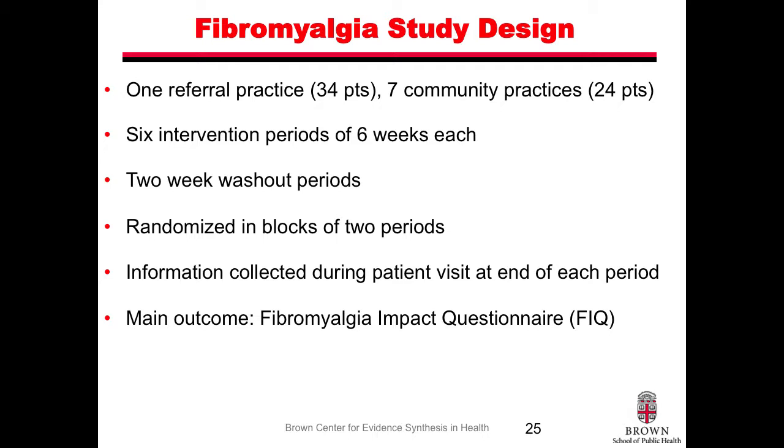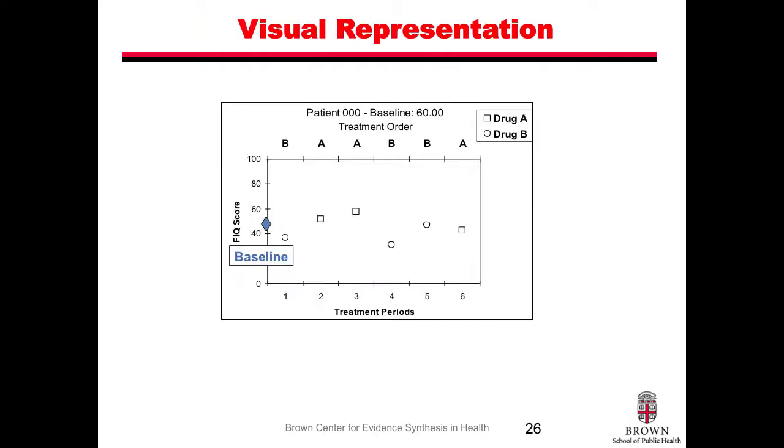What we designed here was 6 intervention periods. So there were 3 crossovers of 6 weeks each with 2-week washout periods. So this was a pretty long trial. This one actually lasted 9 months. And we took 1 measurement at the end of every period. We randomized in blocks of 2, and our main outcome was the FIQ. So here we gave various information back to people.